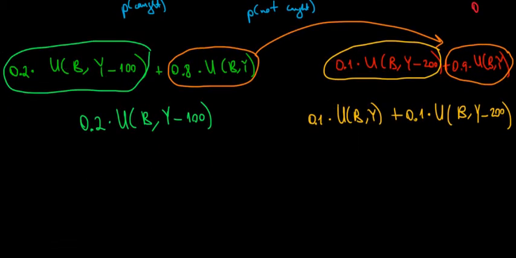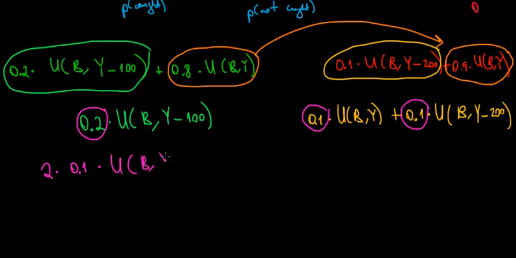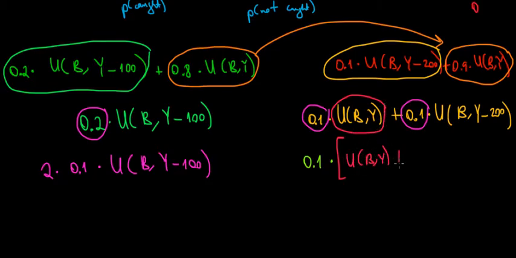Now, what else can we do here? Well, we have one more common term, and the common term that we have now is 0.1. 0.1 is here, 0.1 is here, and 0.2 is equal to 2 times 0.1. So let's write it like that: 2 times 0.1 multiplied with the utility of b and y minus 100. And on the other side we will take 0.1 as a common factor, so let's write 0.1 as a common factor over here. And what are we left with in brackets? Well, we have the utility of b and y, plus the other utility, the utility of b and y minus 200.